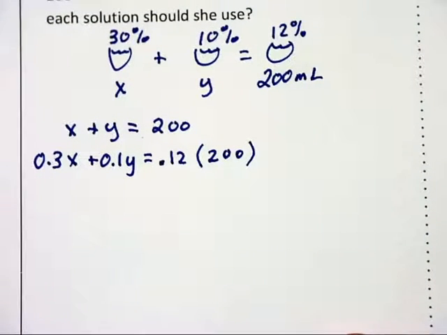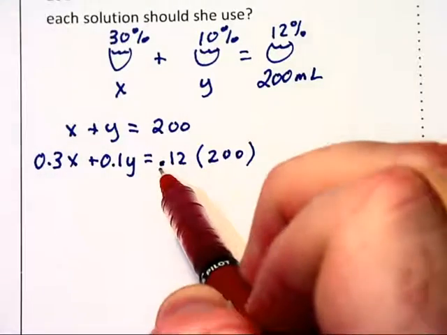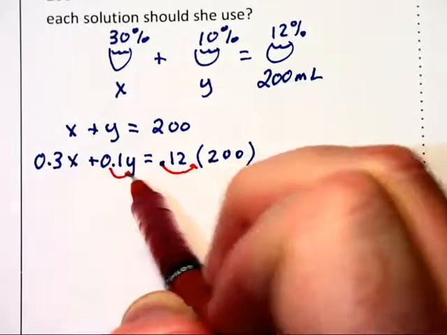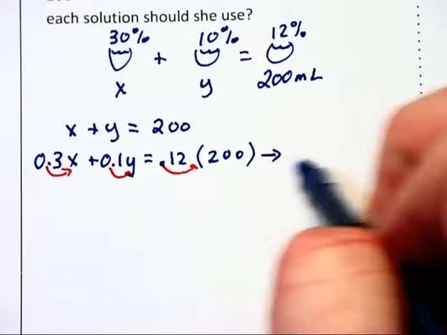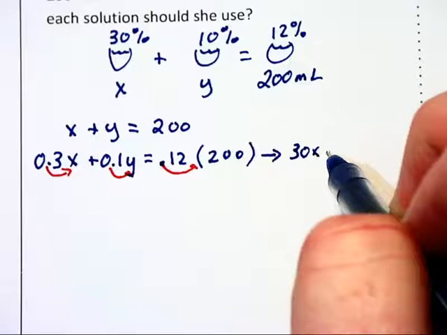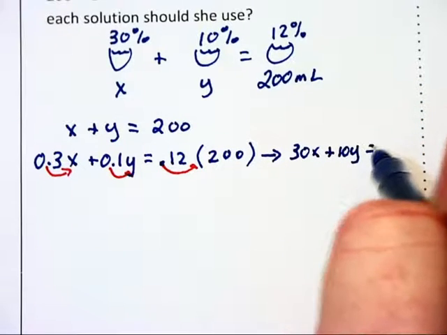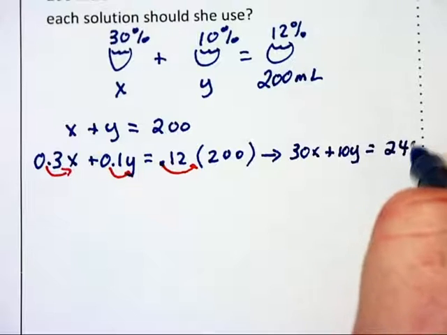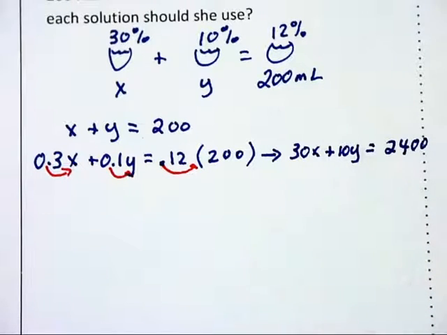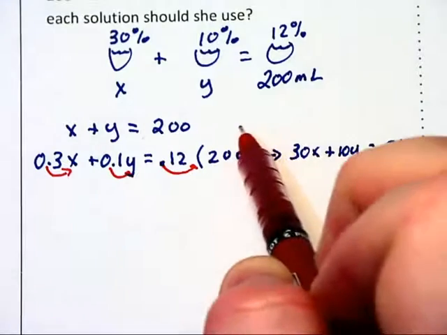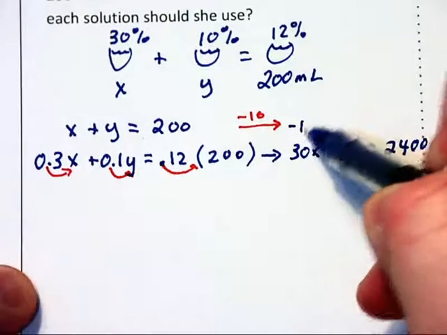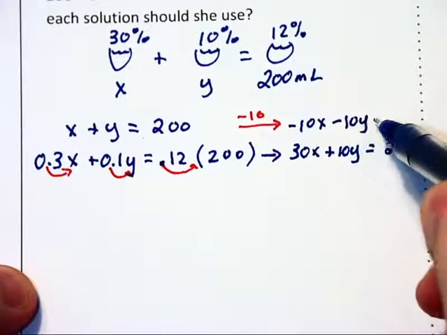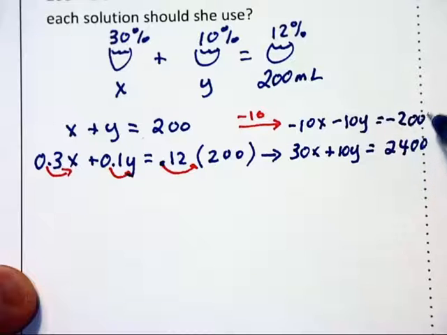So let's clean up that second equation. I'm going to choose to multiply through by 100, moving these decimals 2 places to the right. And this second equation is going to become 30x plus 10y equals 2,400. And our first equation, if we were to multiply through by negative 10, would give us negative 10x minus 10y is equal to negative 2,000. And we would have simultaneous equations.